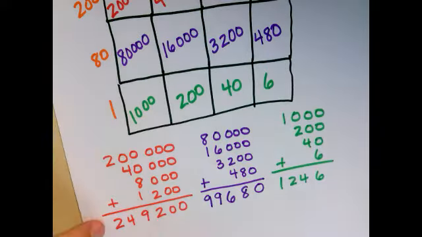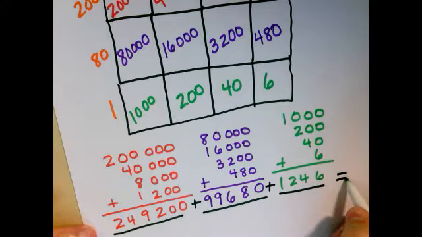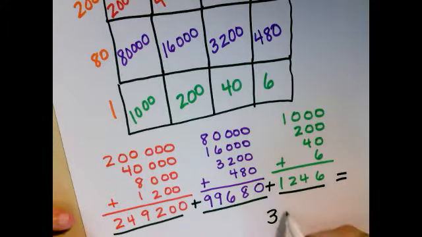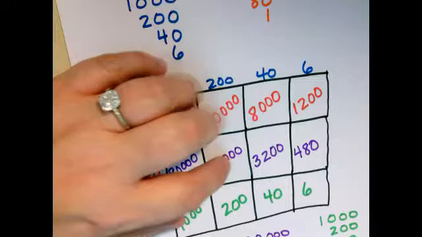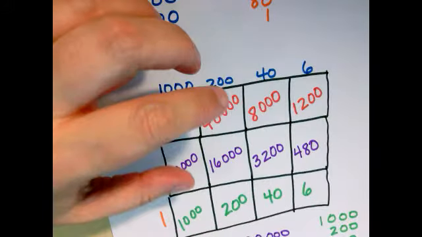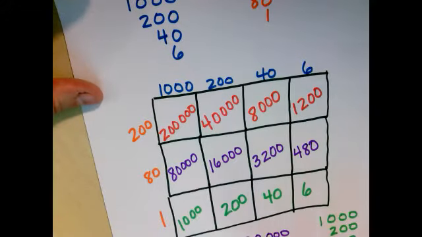Okay, so now taking all of these partial products and adding these together, we're going to come up with 350,126. For the sake of time, I didn't rewrite all of that. But this is how you would do a larger area model. Once again, not always the most time-effective measure.